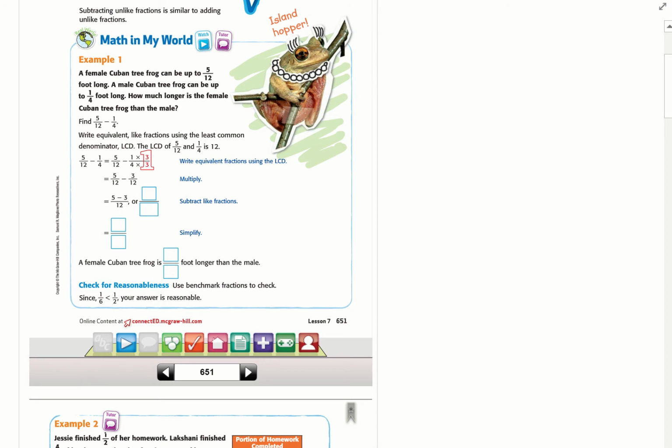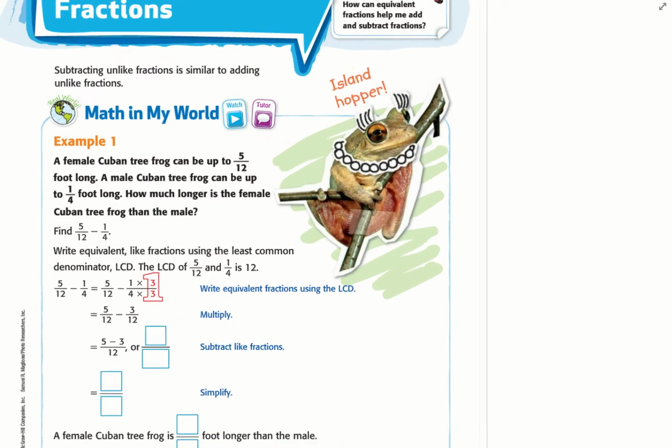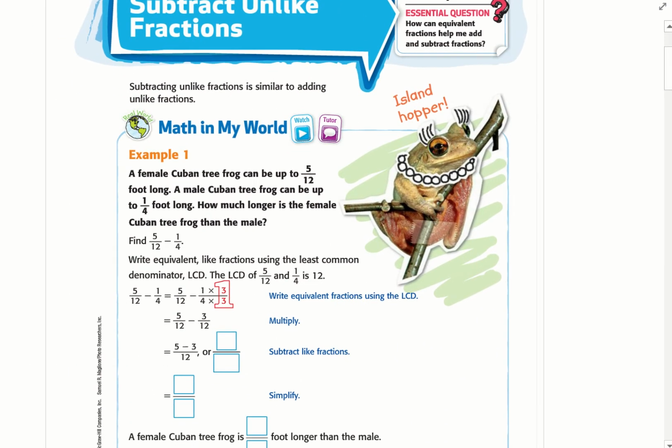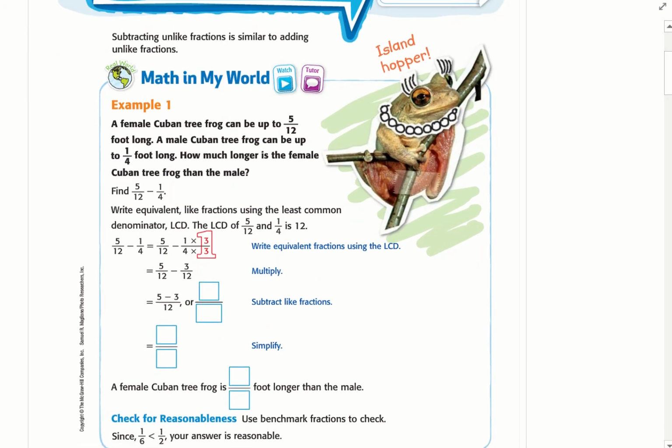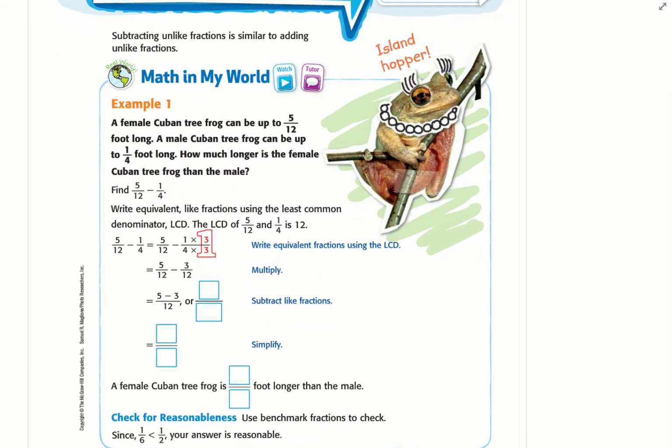Hello, welcome to Chapter 9, Lesson 7. We're going to subtract unlike fractions. This is very similar to, I believe it was Lesson 5, maybe, where we're adding unlike fractions. Pretty much the same concept.